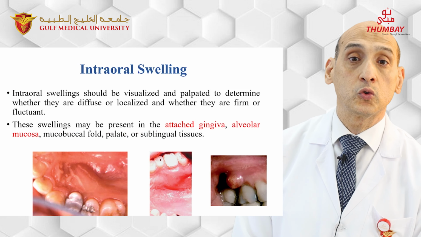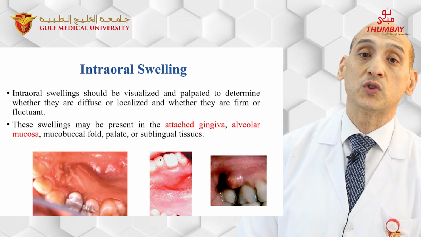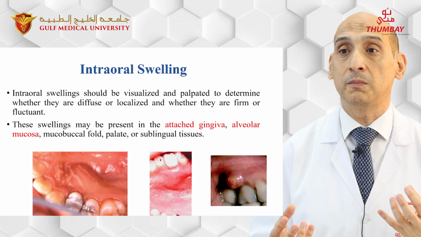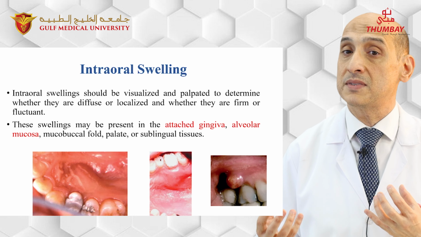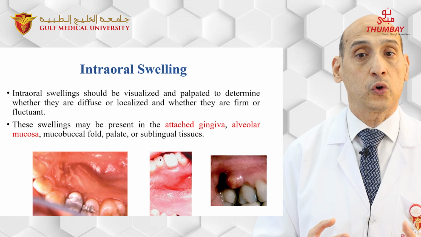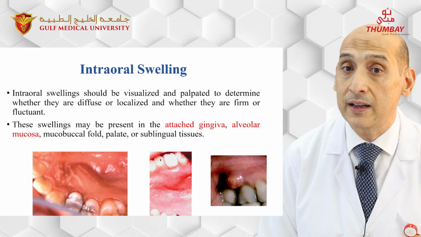Then I'm also going to examine intraorally to see if there's any swelling. If I see any swelling, I should know whether it is a diffuse swelling or a localized swelling. Is it a hard swelling or a fluctuant swelling? The treatment will sometimes be different if it's fluctuant or hard, okay? The location of the swelling: is it located at the mucobuccal fold or at the attached gingiva? This again can differ in the diagnosis.